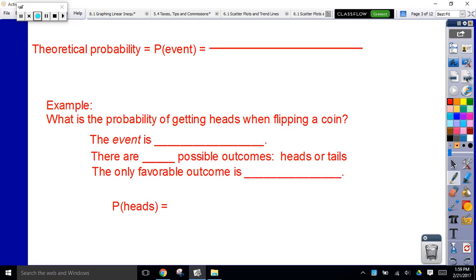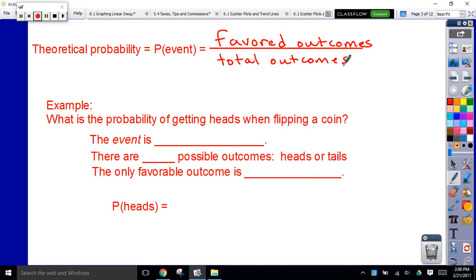And what we're going to talk about first is called theoretical probability. Okay, this is on your second page. Theoretical probability looks like this. You'll see the letter P with something in parentheses, and the something in parentheses is the event you're looking for. To find the probability that an event is going to happen, you take the number of favored outcomes over the number of total outcomes.